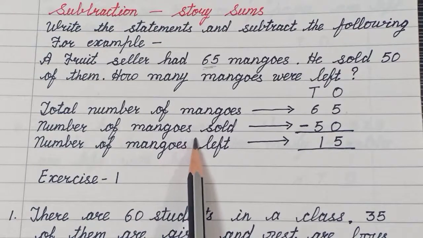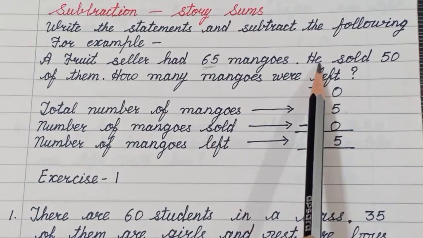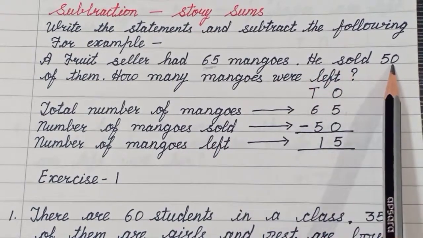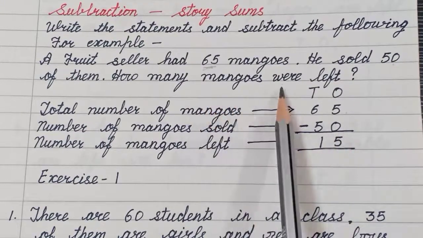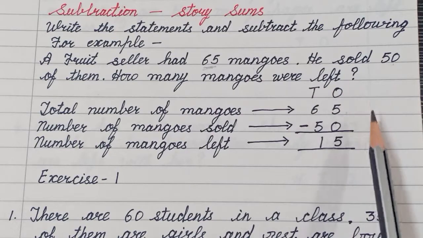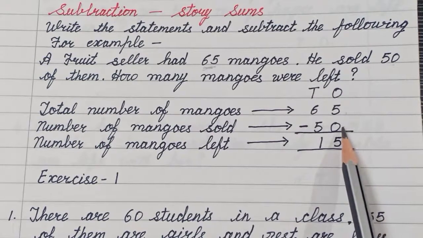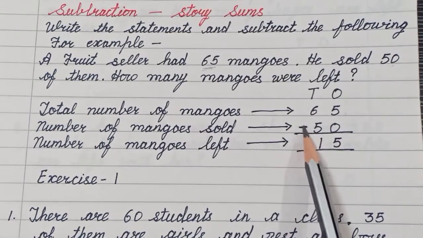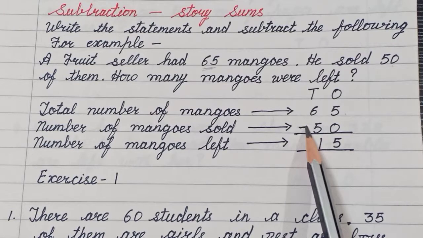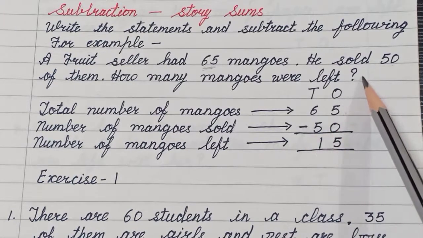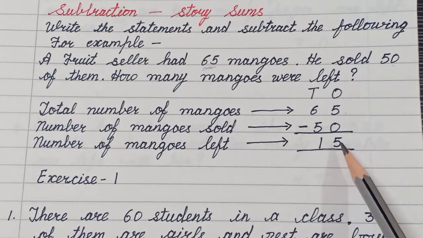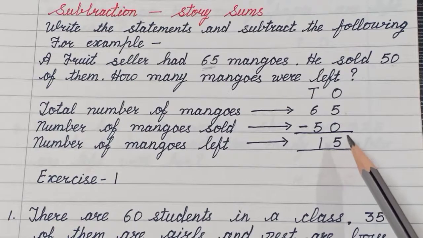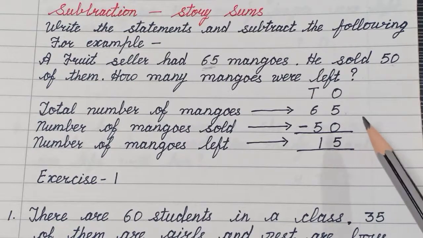Number of mangoes sold. So he sold how many mangoes? 50. How many mangoes were left? We have to find out how many were left. So we have to put a subtraction sign. If we are to find out what is left, that means the sum is a subtraction story sum. If we are finding out the total, then it is an addition sum.